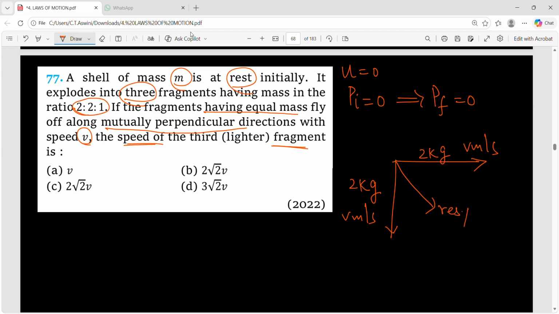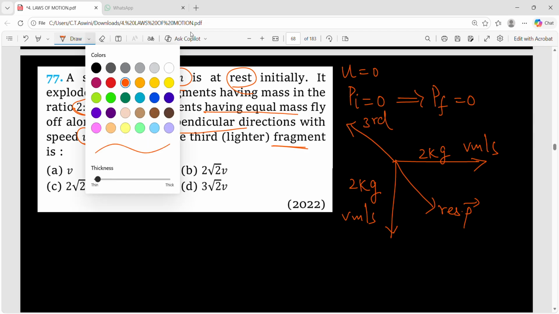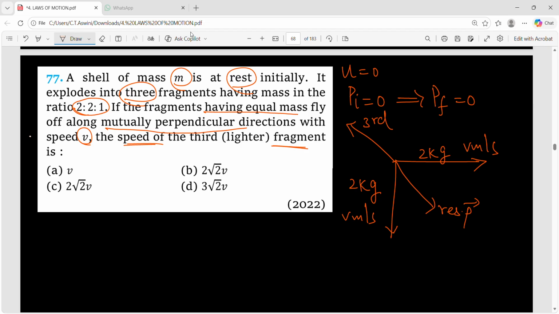What will be the resultant of them? Resultant momentum. And exactly opposite is the third part motion. So third part is the lighter part. So that means 1 kg mass. You have to find its speed. What is the resultant momentum here? First part momentum m into v, 2v. M into v, 2v. So what is the resultant? Equal and at 90 degrees. So vector root 2. This is the resultant momentum.